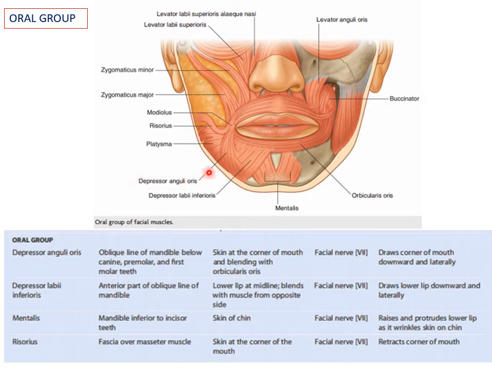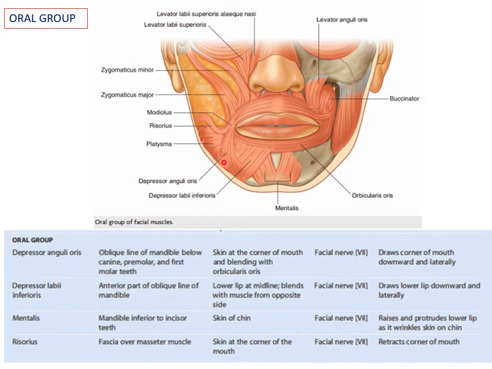The depressor anguli oris arises from the oblique line of the mandible below the canine, premolar, and first molar tooth. Its fibers go upward and are inserted into the skin at the corner of the mouth, and its fibers blend with the fibers of the orbicularis oris. This is orbicularis oris, and the fibers of the depressor anguli oris blend with its fibers.